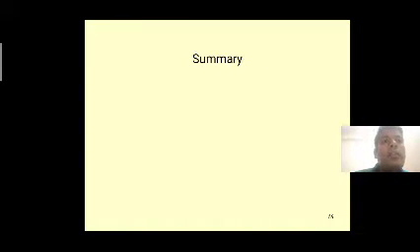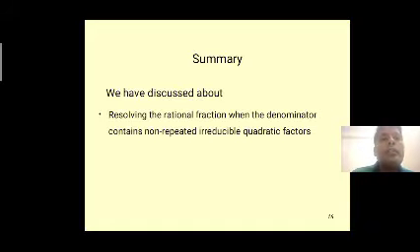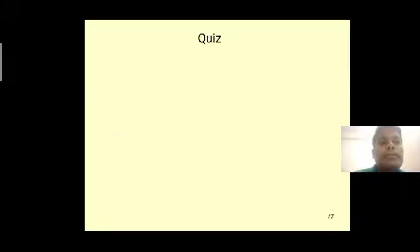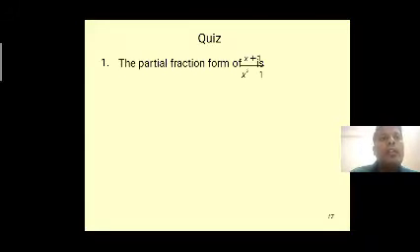Okay, now we go to the summary. We have discussed resolving the rational fraction when the denominator contains non-repeated irreducible quadratic factors. We go to the quiz.